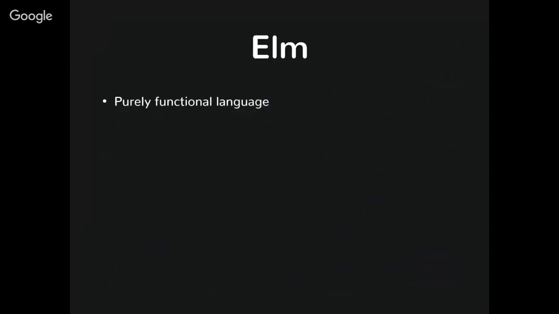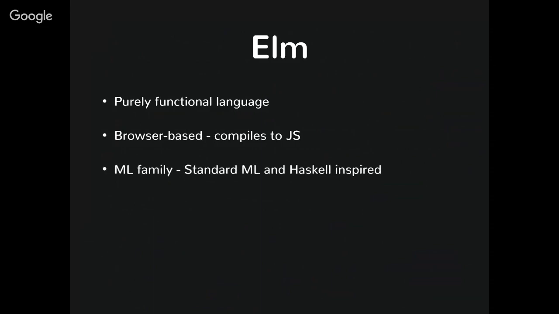So Elm is a purely functional programming language. We'll get to what that means in a minute. It is browser-based. It compiles to JavaScript. And it's from the ML family, which is like standard ML, Haskell, OCaml. They all kind of look fairly similar. So please do not abandon the presentation because you're going to see some syntax that doesn't look normal. One of our guys next door said, nah, I can't do the syntax, so he won't come over.